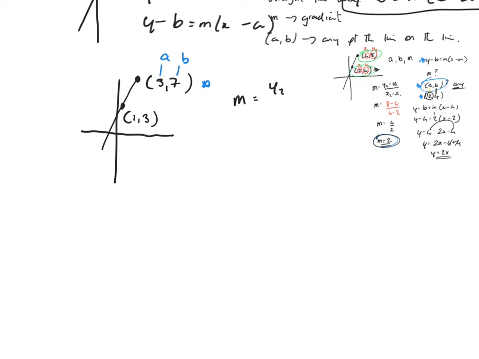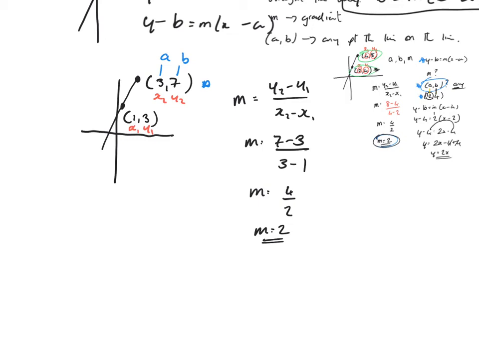Okay, so the gradient formula, remember, is y2 minus y1 over x2 minus x1. Okay, so that's first x coordinate x1, first y coordinate y1, second x coordinate x2, second y coordinate y2. Then it's just a straight substitution. So that's going to be 7 minus 3 over 3 minus 1. 7 minus 3 is 4, 3 minus 1 is 2. 4 divided by 2, and that's 2. Okay, so the gradient is 2.